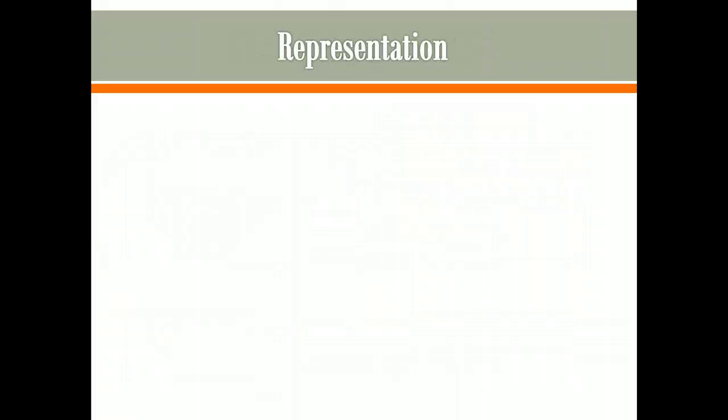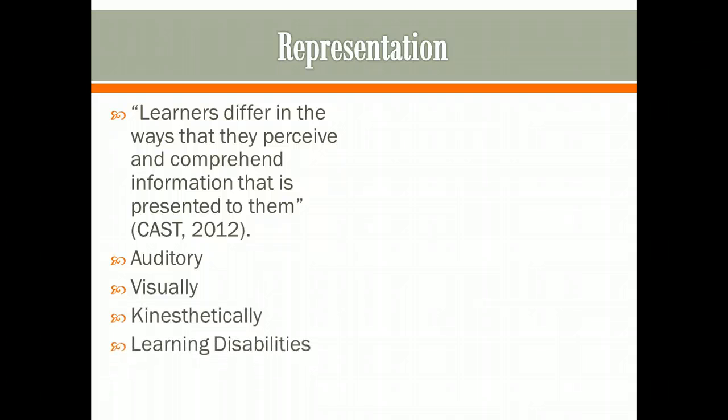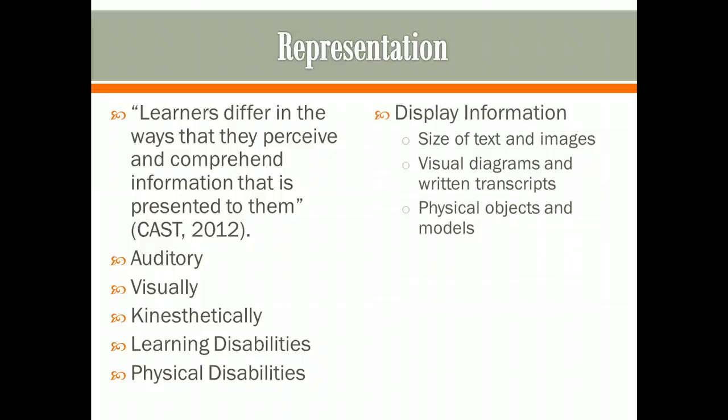Let's start out with looking at representation, which is the first part or the first principle of UDL. As the CAST website said, learners differ in the ways that they perceive and comprehend information that is presented to them. So this can range from auditory, visually, kinesthetically. This also has a way of addressing learning disabilities as well as students with physical disabilities. So in order to display the information or represent the information, it's a difference in size of text and images, visual diagrams and written descriptions, and then physical objects and models.